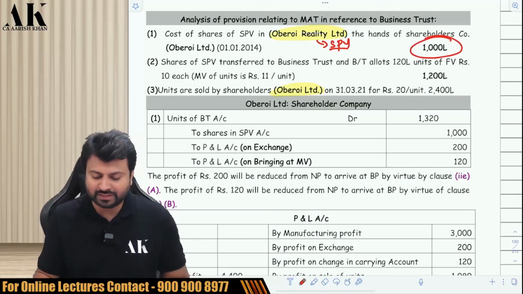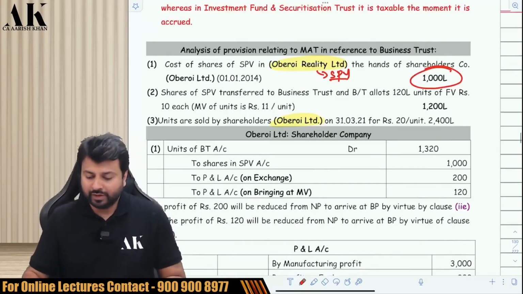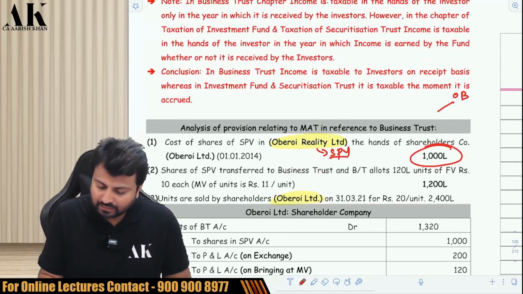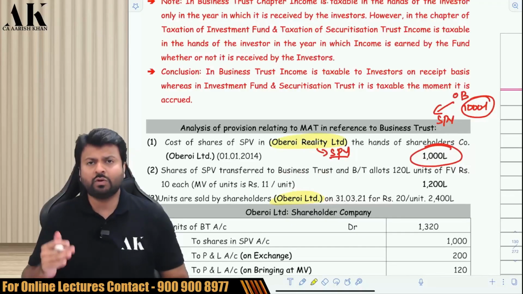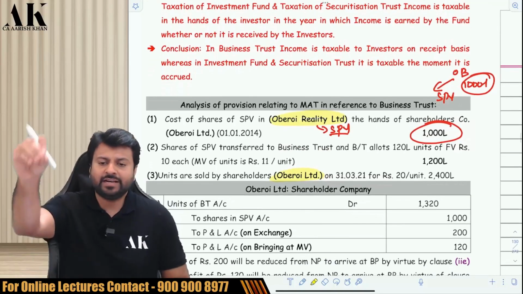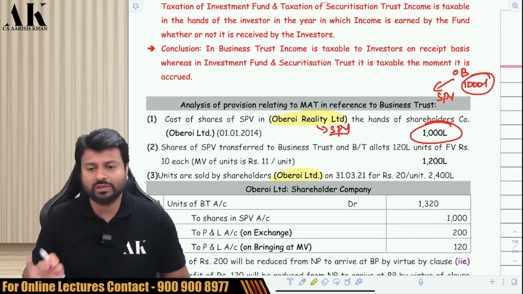They are buying the shares at 1000 rupees, for example. So for example, there is an Oberoi and there is an SPV, and they are buying the shares of that SPV at 1000 lakhs. Be very careful. So what journal entry will they pass? Investment in SPV account debit to bank account 1000 lakhs.